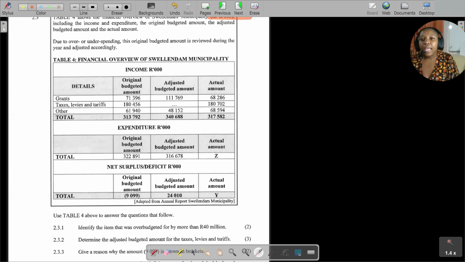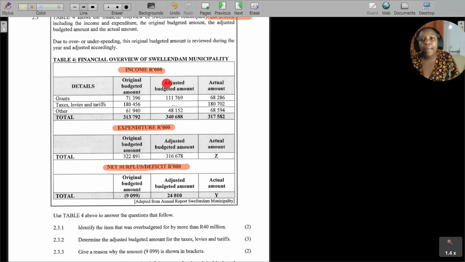So Table 4 is the financial overview of Swellendam Municipality. Right here we are given the income. Here we've got the expenditures. And then here we've got the net surplus or deficit. So what is meant by this? The income is the amount that is received, the expenditure is how much of the amount is used, or where the expenses were. Then the net surplus or deficit.